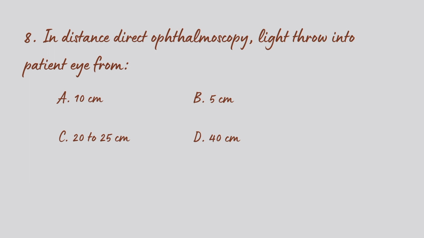Next question. In distance direct ophthalmoscopy, light thrown into patient eye from option A 10 cm, option B 5 cm, option C 20 to 25 cm, and option D 40 cm. Correct answer is option C 20 to 25 cm.